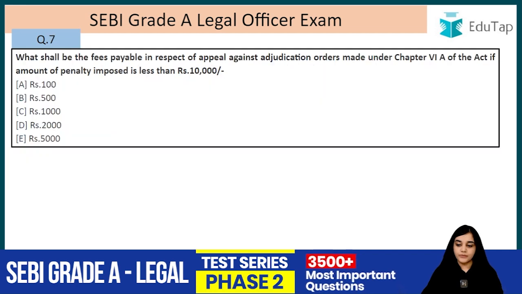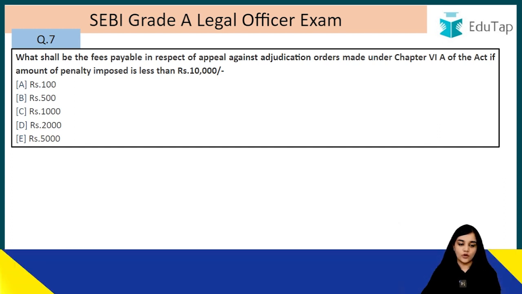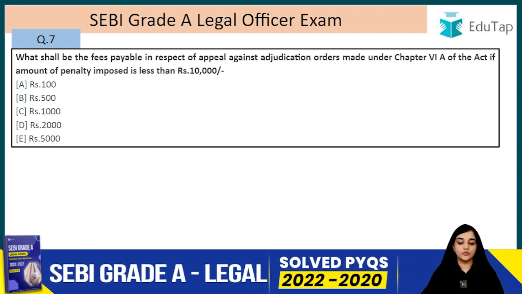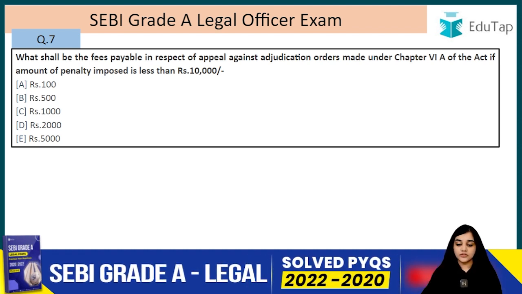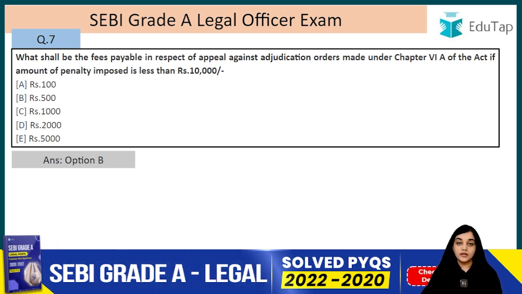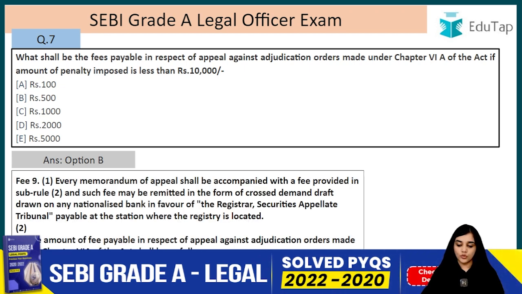Question number 7. What shall be the fees payable in respect of the appeal against adjudication order made under Chapter 6A of the Act if amount of penalty imposed is less than rupees 10,000? So the answer to this question is option B, that is rupees 500. Let's find out the fee. Let's read the explanation. This is Rule 9.